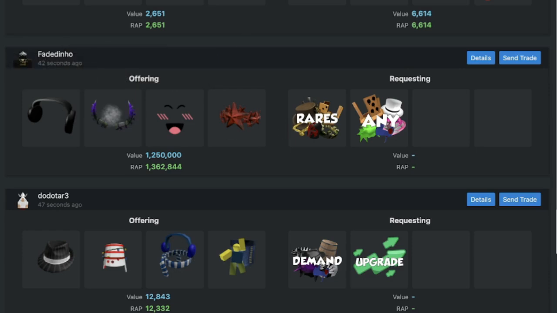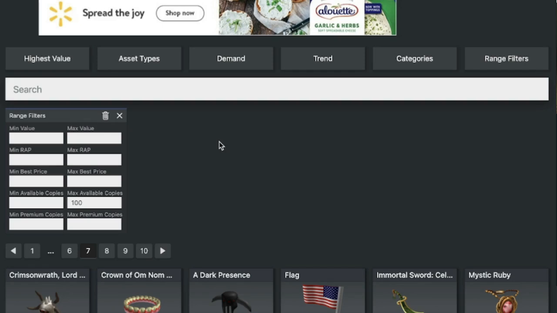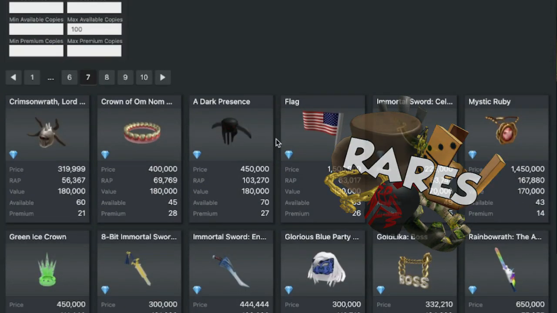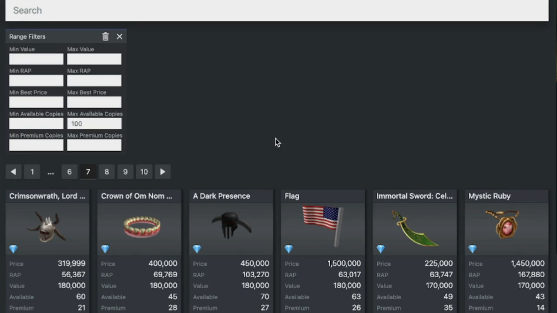Let's continue. Alright guys, and the last thing I want to talk about in this trading guide video is something that as a new trader you might not see very often or go through very often until you become a little bit richer in the game, and those are rare items. So we have rares and semi-rares. So the definition of a rare is an item that has underneath 100 available copies.